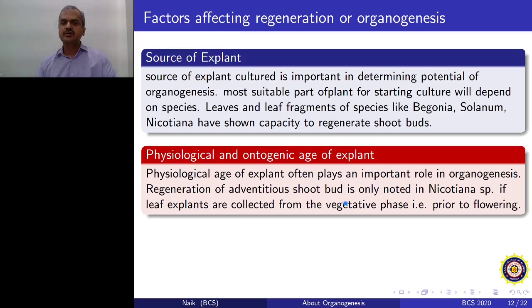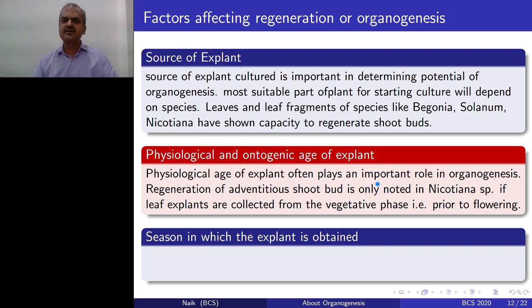So apart from the physiological age of the explant, the ontogenic age of the explant will also influence organogenesis. What is meant by ontogenic age is the meristem age. As you know, from the zygote, when there is apical epicotyl formation and hypocotyl formation, that particular meristem is the most juvenile tissue on the plant material. Therefore, the younger the explant is, the more shoot formation it will give rise to. So that is called ontogenic age.